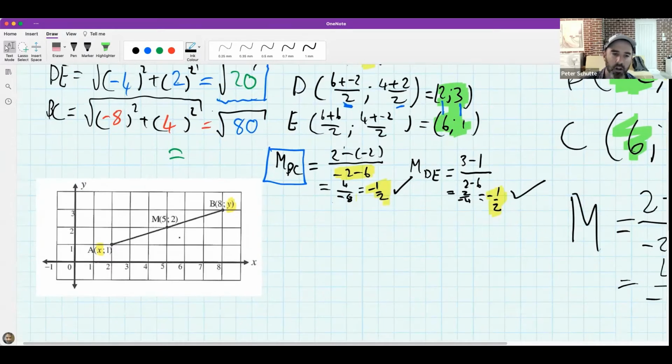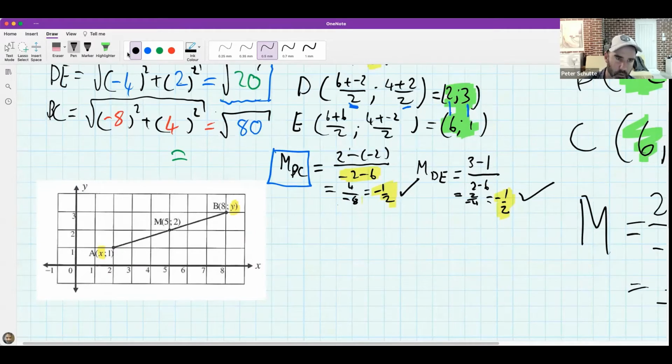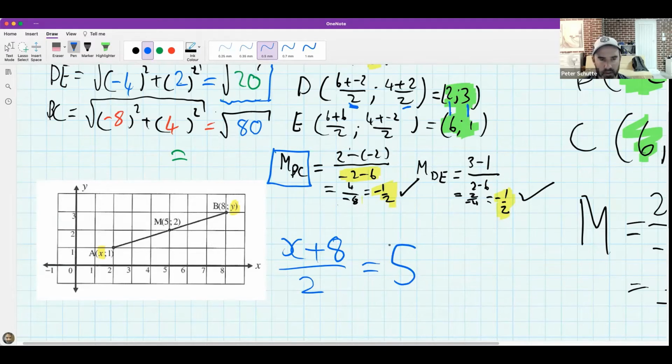Okay. So if M is the midpoint, this is a harder midpoint question. Isn't it true that x plus 8 divided by 2 is 5? Remember, M is the midpoint. In order to get the x midpoint, I add the two x's together. So x plus 8 divided by 2 must give you 5. Can you help me find x from that point? And then use the same idea to help you find y.